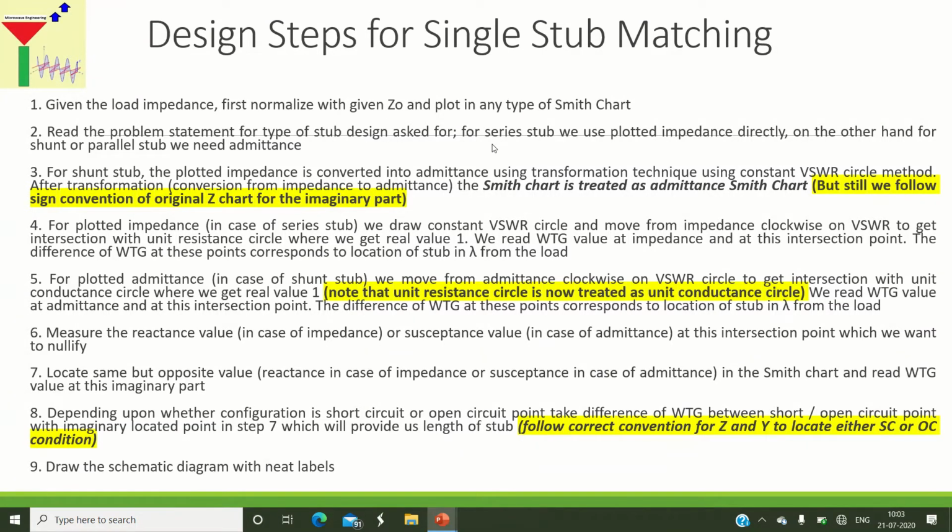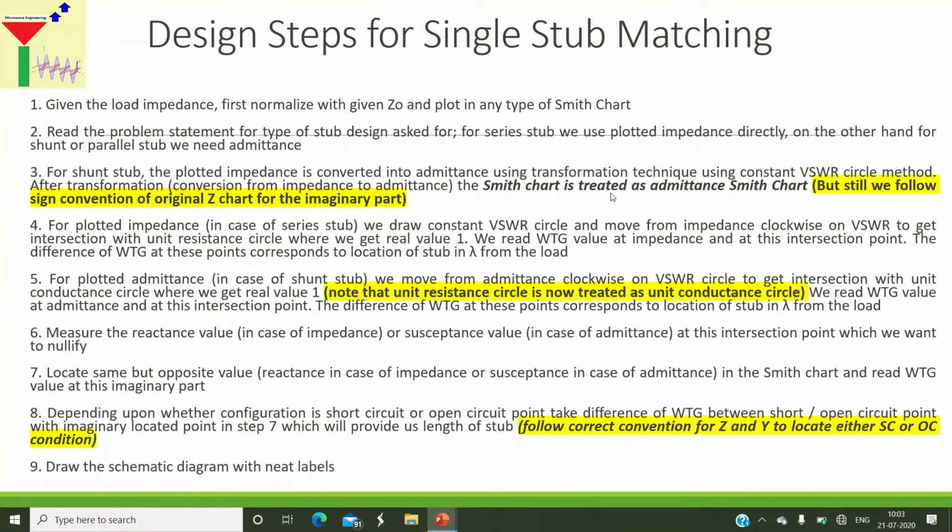Okay, so if we have been asked for a series stub, then we directly use the plotted impedance. Okay, on the other hand, if we have been asked to design a shunt or parallel stub, then the plotted impedance we need to convert into admittance, because already in the general rules we saw that whenever we want to design series stub, we deal with impedance, right? And whenever we want to design parallel stub, we need to play with the admittances. So how to convert the impedance into admittance? That can be done in step number 3 by drawing a VSWR circle. Okay, so we will see this procedure.